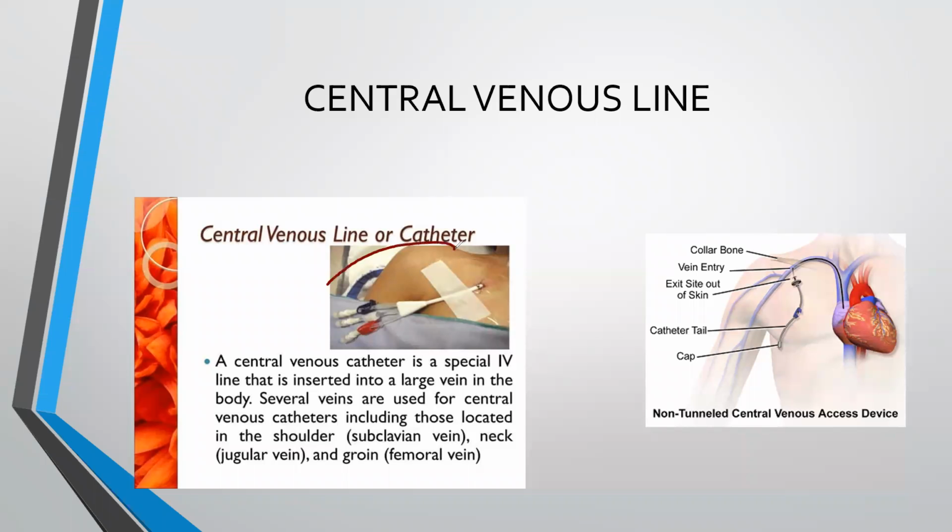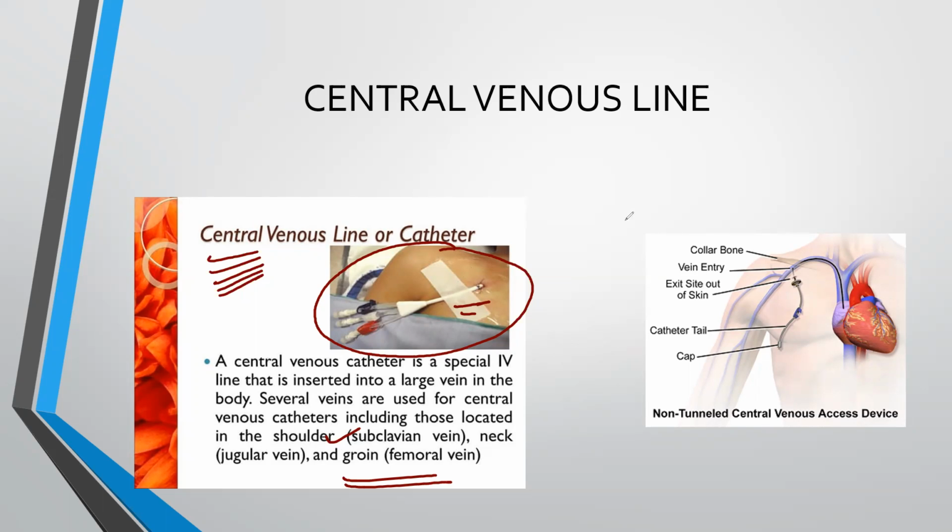You can see here the diagram of the central venous line. It is a special IV line used when we have to administer a large amount of medication, in the case of chemotherapy, etc. It is always inserted in a large vein of the body. The main veins in which the central venous catheter is inserted are the subclavian vein in the shoulder, the jugular vein in the neck, and the femoral vein in the groin.